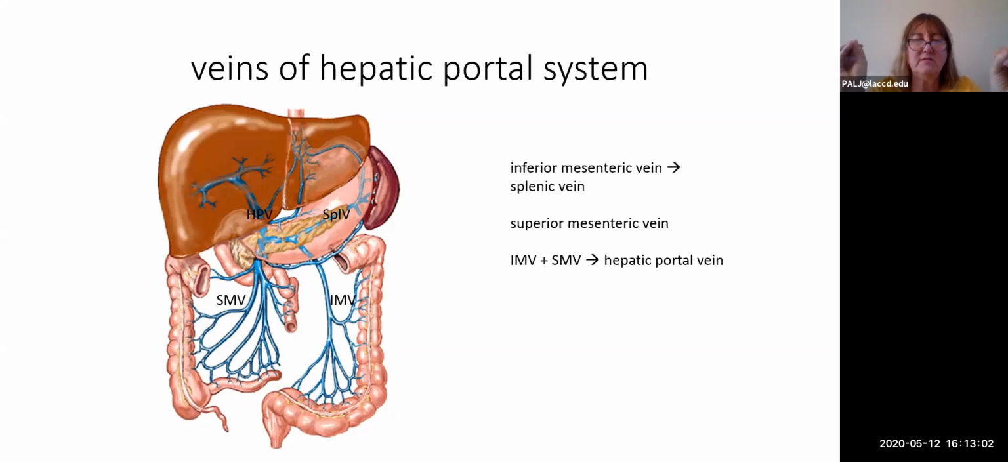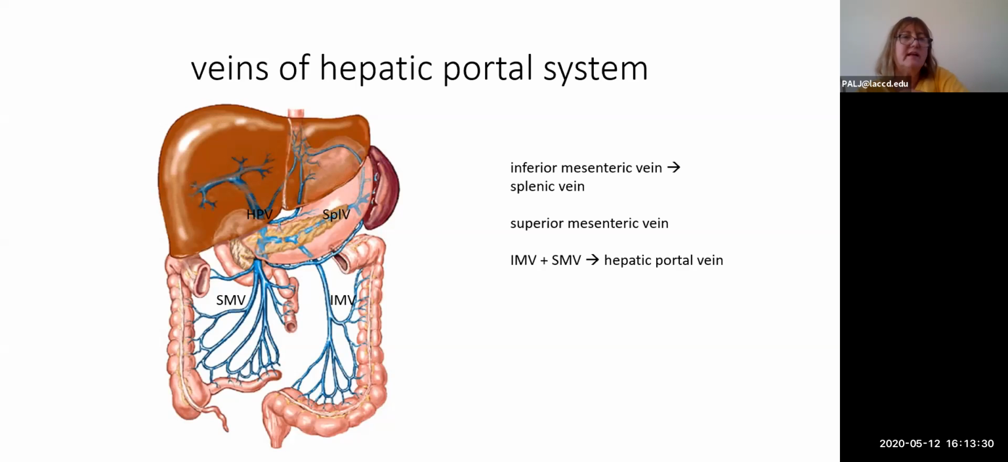So what happens to them? Well, from the spleen, we had a splenic artery taking blood in. Remember, that was that left-sided branch of the celiac trunk. So we're going to have a splenic vein coming out of the spleen. And what happens is the inferior mesenteric vein, if you follow it upward, drains into the splenic vein.